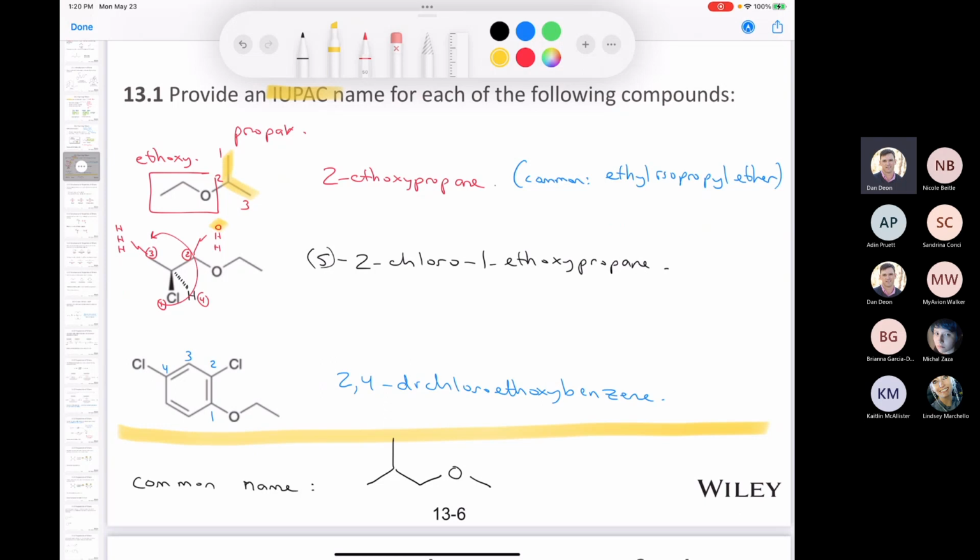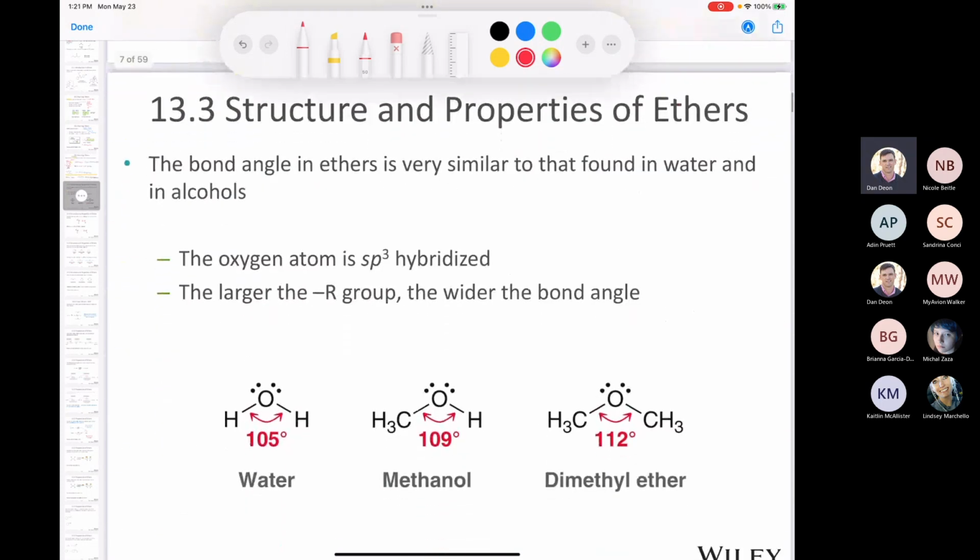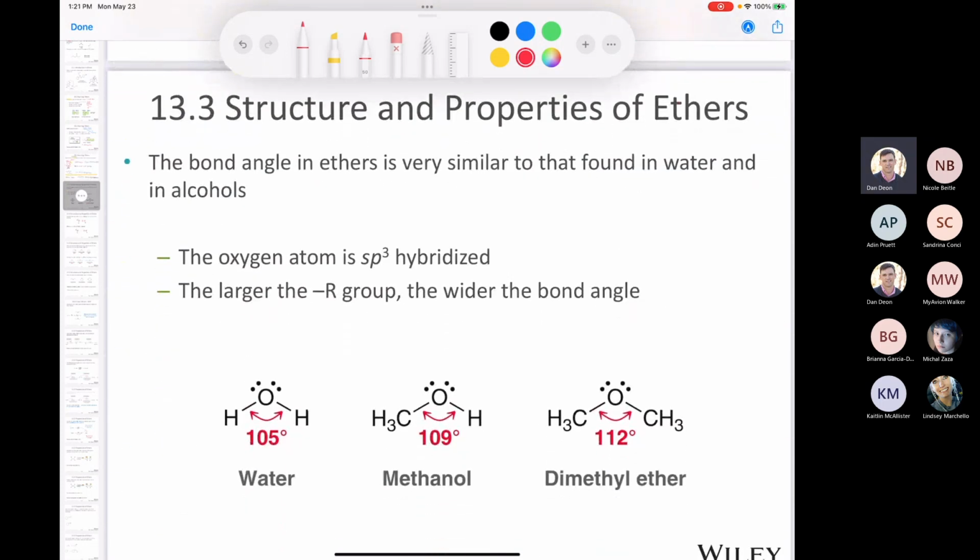Well, we've got an isobutyl and we've got a methyl. And so you would call this isobutyl methyl ether. That would be the common name for that compound. All right, well, let's move on from there. And let's talk about the structure and properties of ethers.